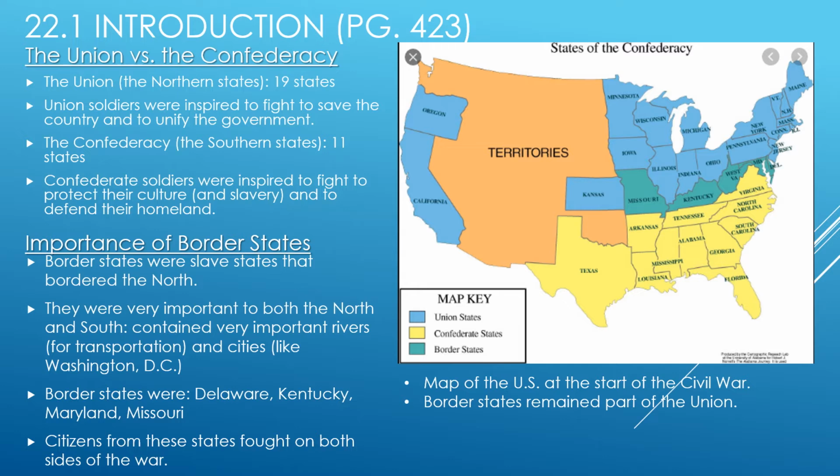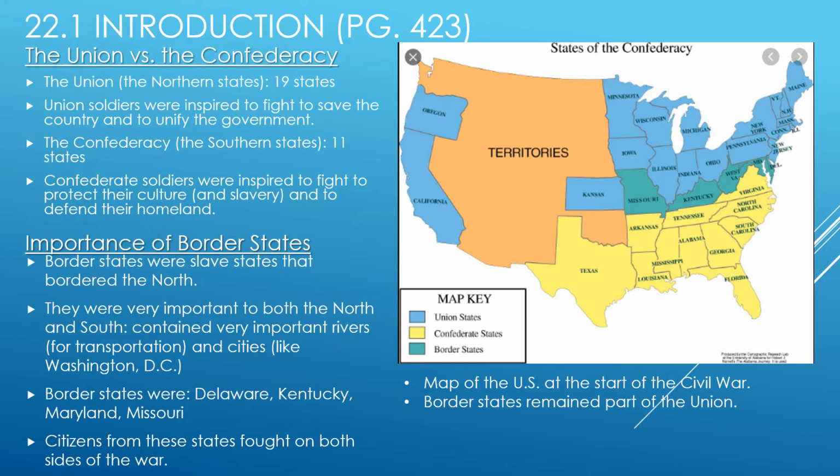And then there's a couple of states that have a special importance called border states. Border states were slave states that bordered the North. So they would be Missouri, Kentucky, Delaware, Maryland. They do have slaves, but they're right along that in-between spot in the middle of the nation. They're very important to both North and South because they contain some very important rivers and very important cities, including Washington, D.C. You know, the capital of the North is technically in a southern state, so it's a big deal that Abraham Lincoln keeps control of Washington, D.C.